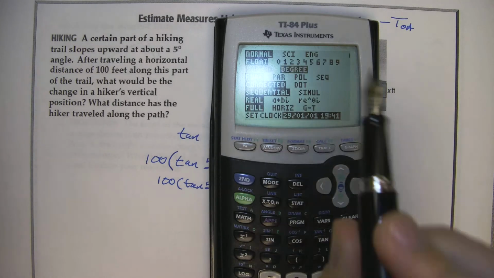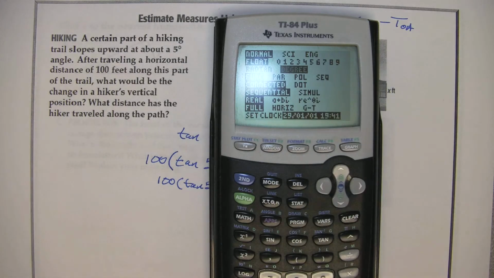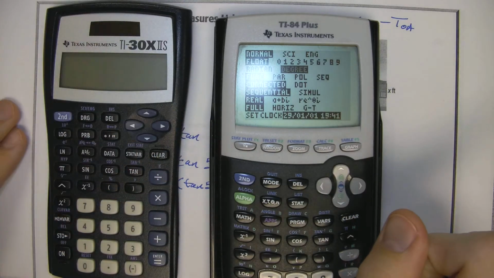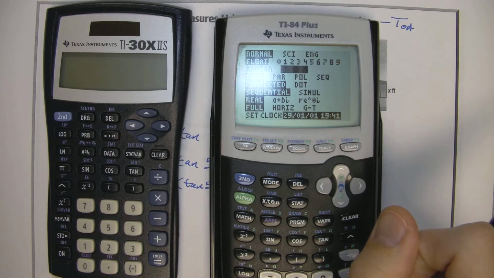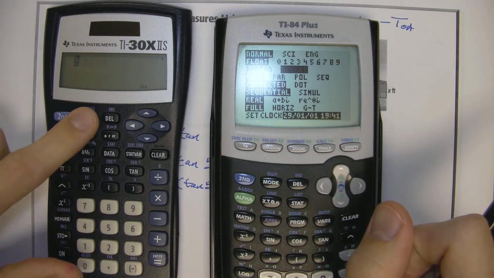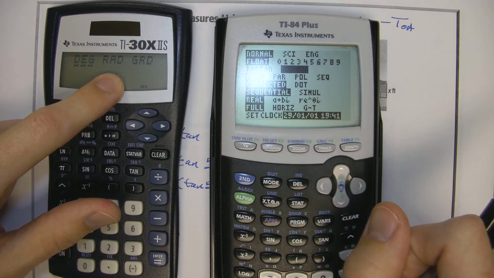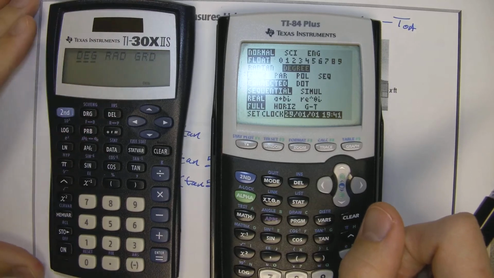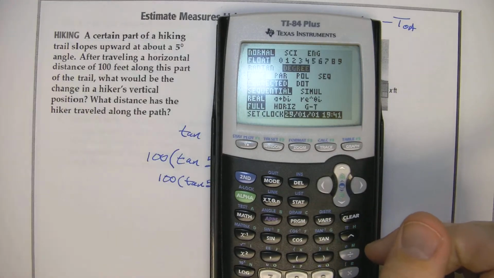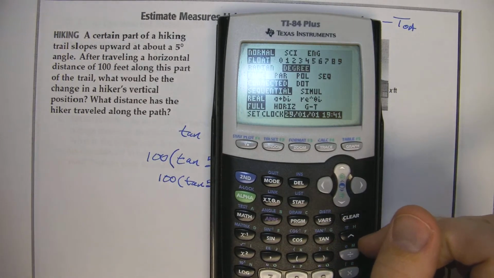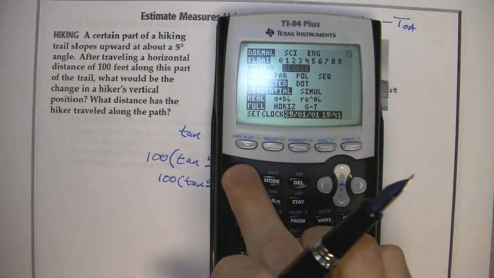Arrow over, make sure that degrees is set. Or if you're using a scientific calculator, again, make sure that you are set that way as well. Make sure that you are also set on degrees and not radians. All right, so make sure of that. Otherwise, you get some really weird answers that you don't want. They're correct answers, just not the answers we want. So we'll hit enter, quit out.